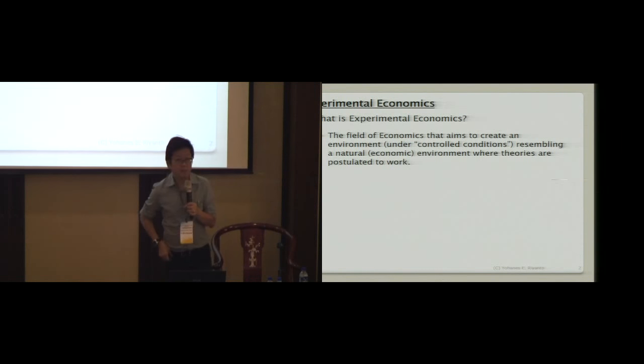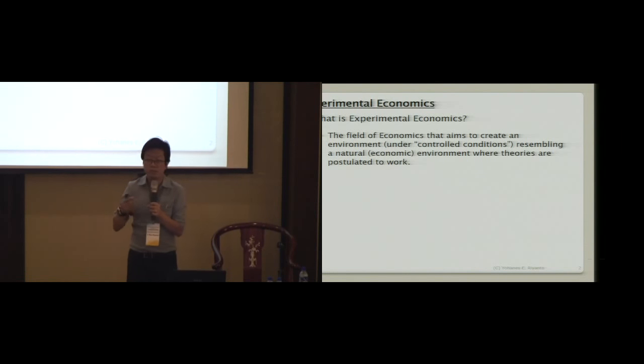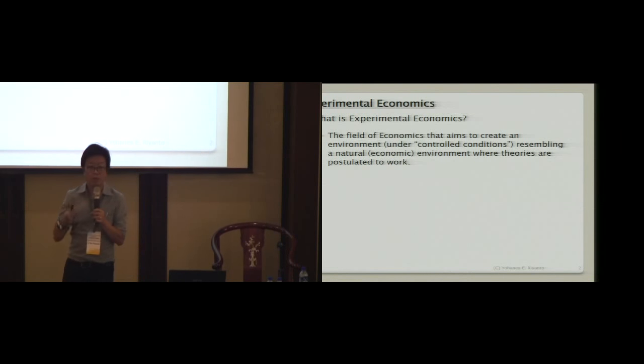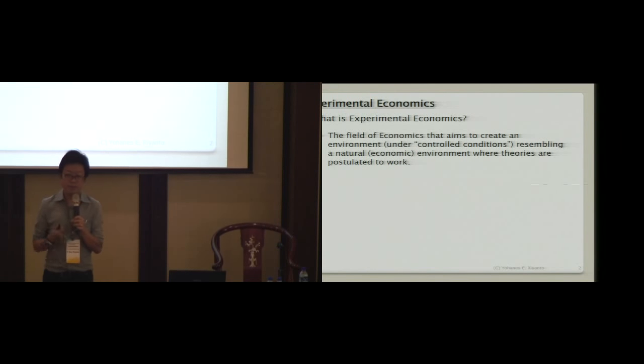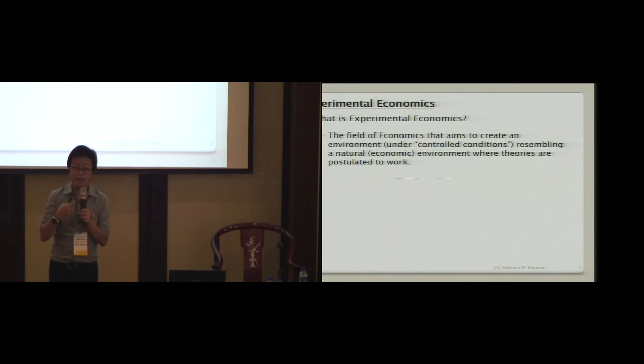So the way I define experimental economics is the field of economics that aims to create an environment with controlled conditions. These conditions resemble a natural or economic environment where the theories we are talking about are postulated to work. In economic theory, you build models, solve them using mathematics, and get your theoretical predictions. In building the models, you impose assumptions. Assumptions may be quite limiting, but they are needed to simplify the whole analysis.